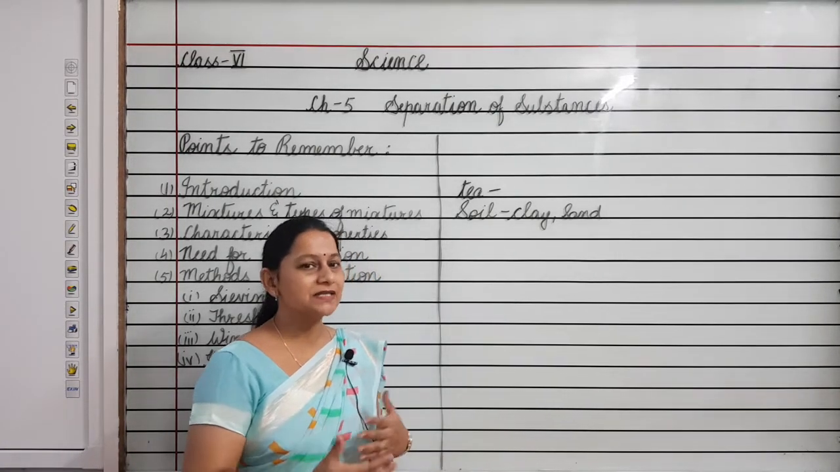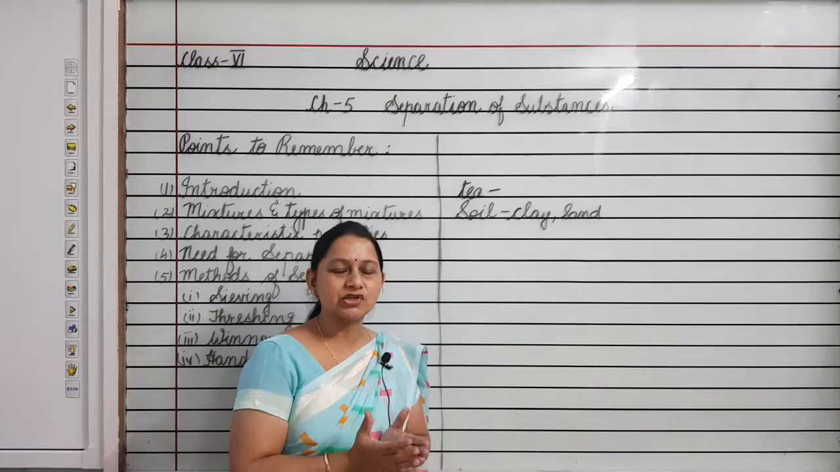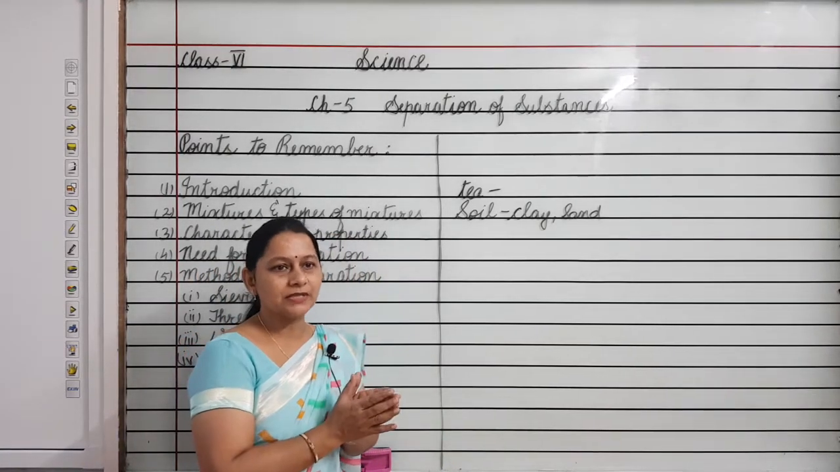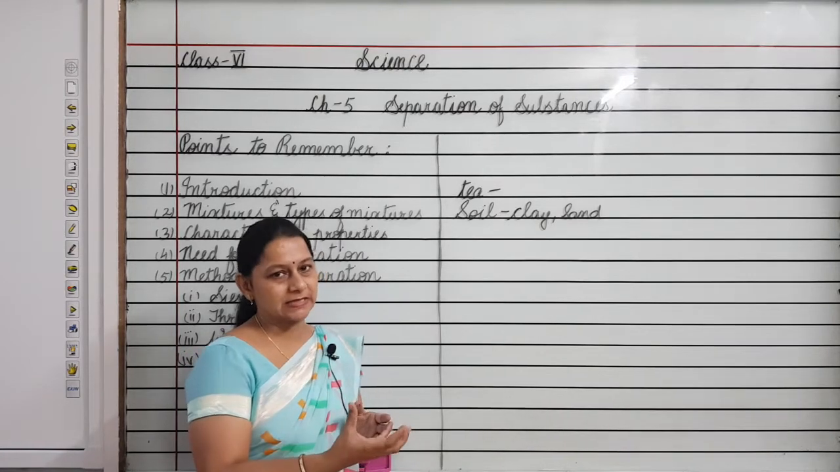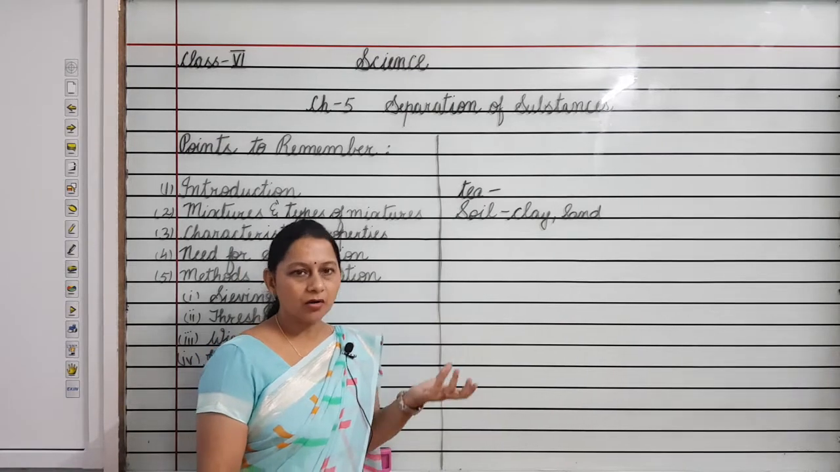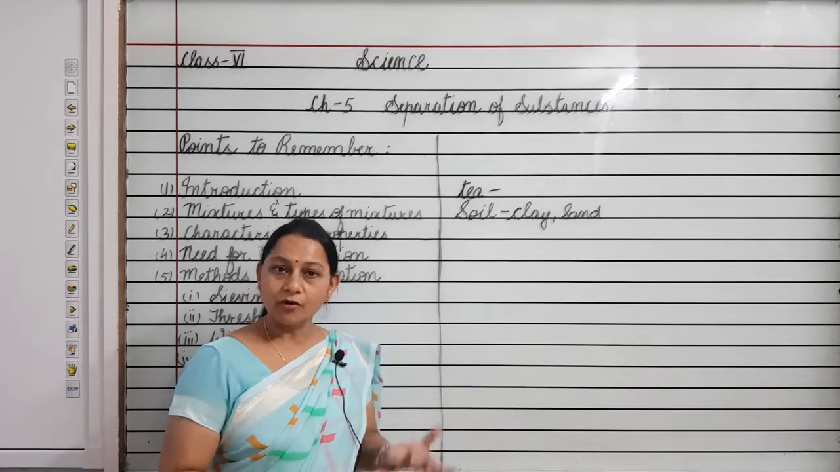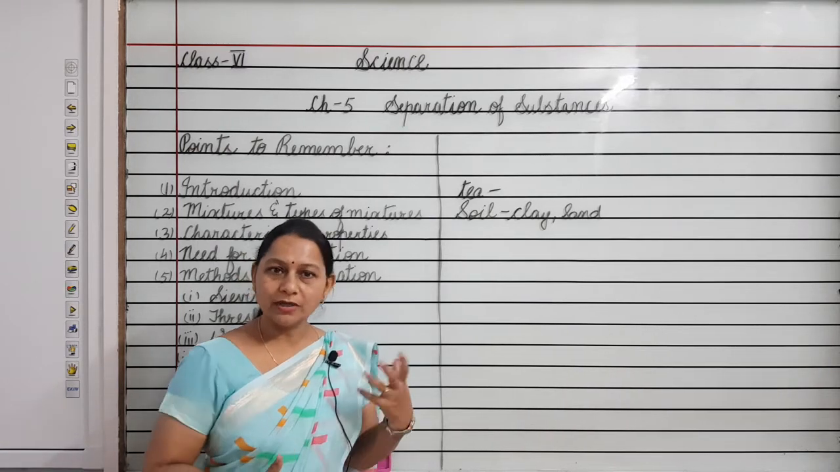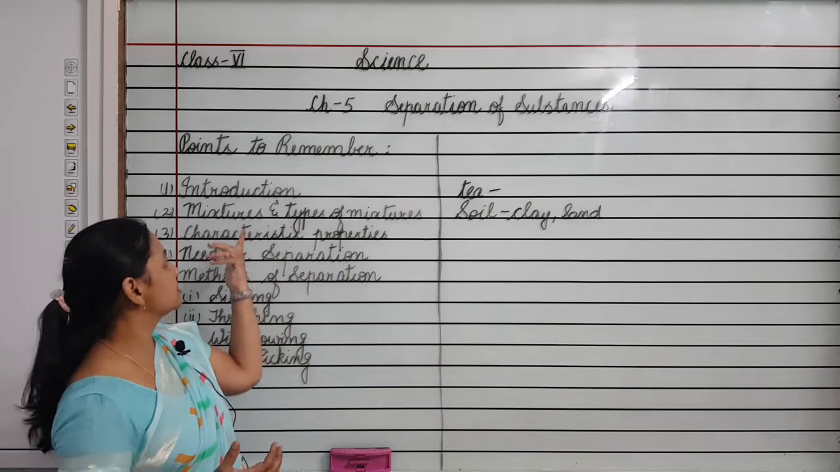Now, how are these mixtures formed? These mixtures are formed when we combine pure substances. It comprises components or constituents, as we call them. What are these constituents? These constituents may be pure. Now, what are pure substances? We are going to take that up.